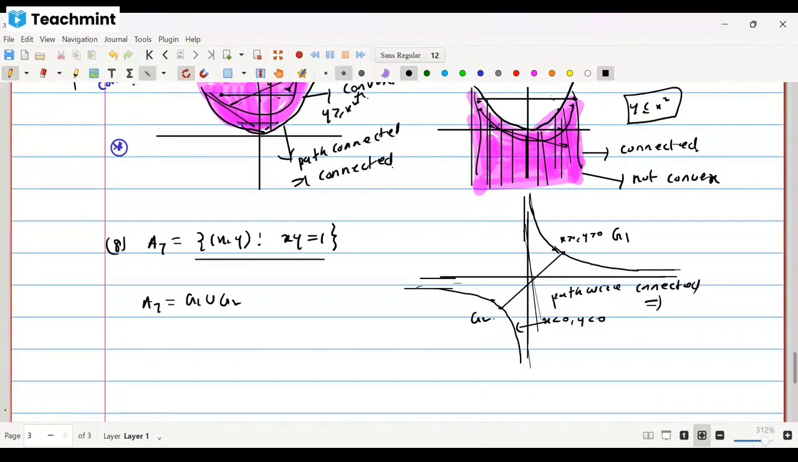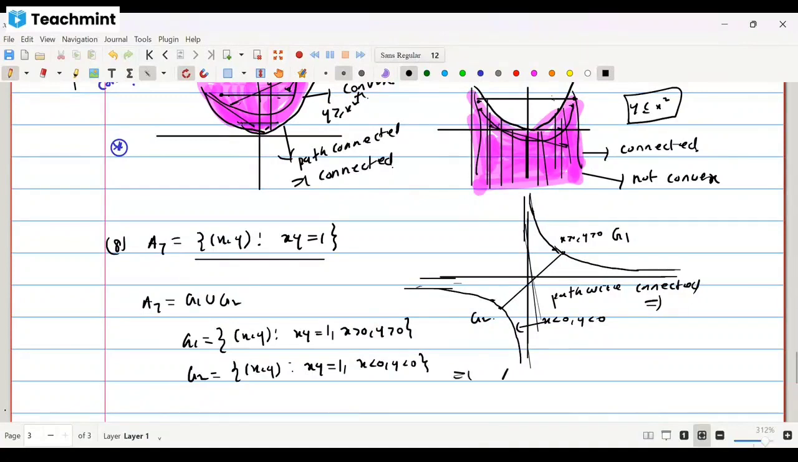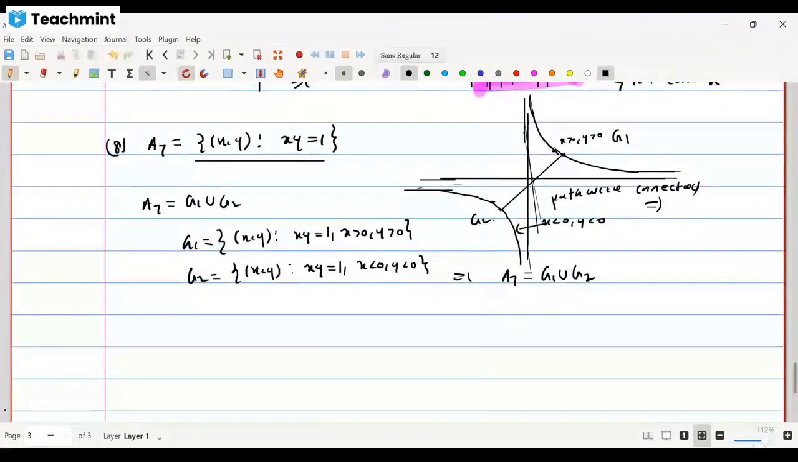Why? A7 equal to G1 union G2, where G1 equal to (x, y) such that xy is equal to 1 and x is greater than 0, y is greater than 0, and G2 is equal to (x, y) such that xy is equal to 1 and x less than 0 and y is also less than 0. In these 2 cases, A7 equal to G1 union G2, right sir? And G1 intersection G2 equal to empty set, right? This one intersection this one is empty set.